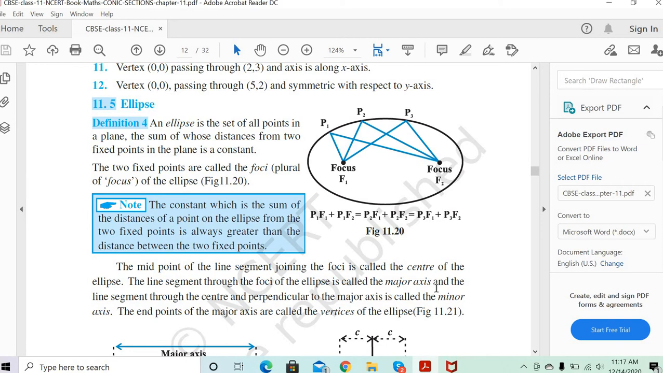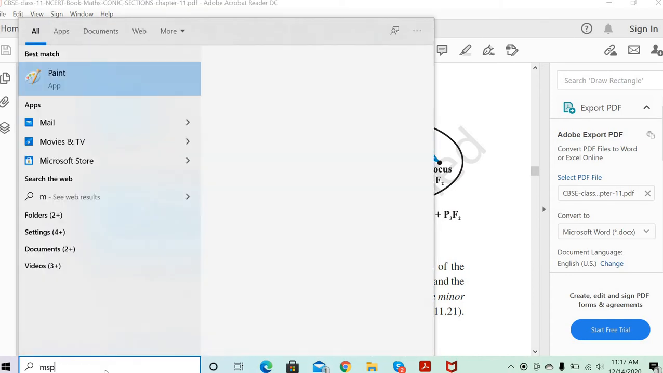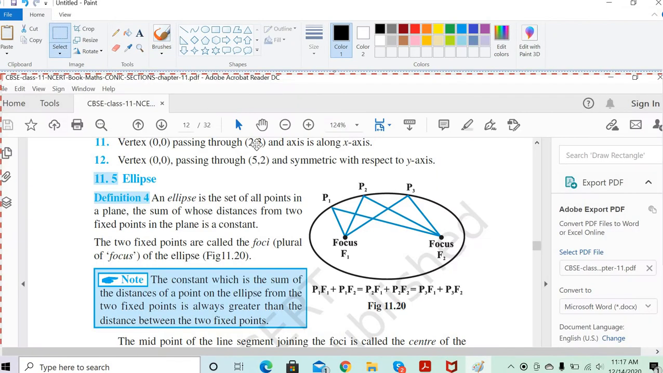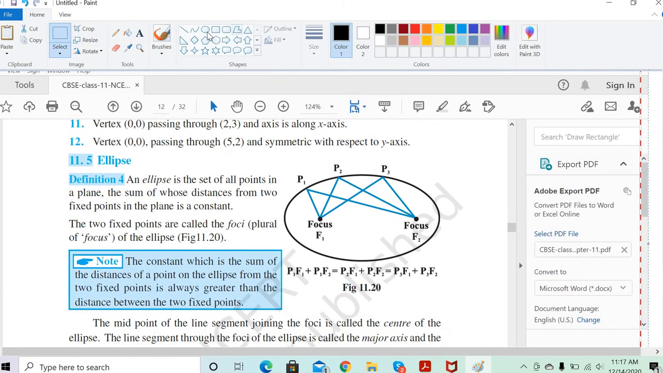So for any point on the ellipse, the sum of the distances of the point from F1 and F2 is always constant. Meaning, any point you take on the ellipse, first we take the point that is P1. Okay, we'll try to understand the main funda of this part. First we'll consider the point P1. So this is the P1. We'll consider P1 first, and then we'll find out the sum of the distances.